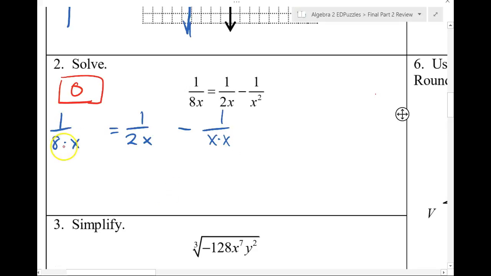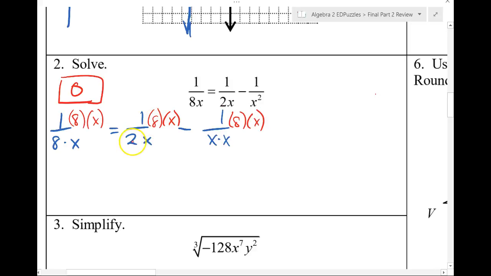And so I have to say to myself, what do I multiply times this first term to get rid of the 8? Well, just 8. And then I have to multiply x to get rid of x. But again, if I do that here, I have to do it all the way across. And I'm going to multiply 8 and x all the way across. And then I go to the next term.